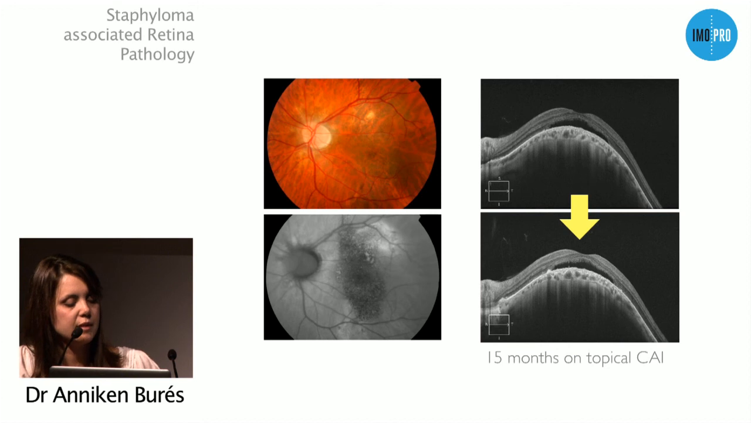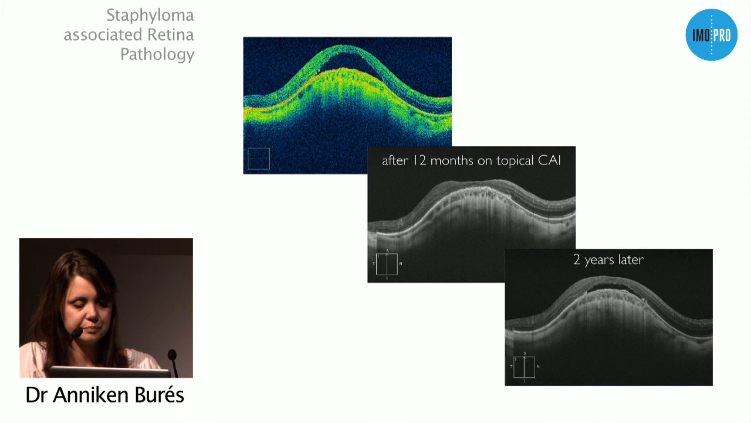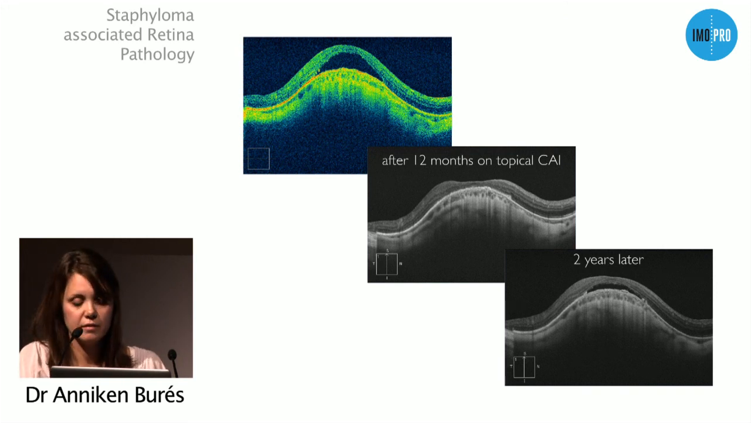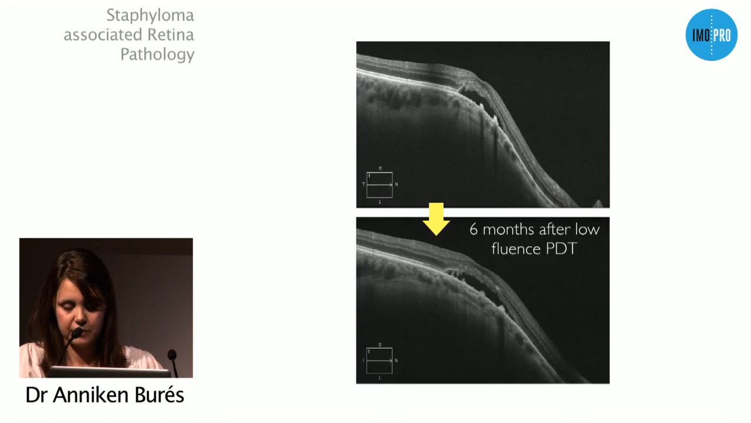Here are some examples. This is a 54-year-old male, 15 months on topical carbonic anhydrase inhibitors, and there is no anatomical nor visual improvement in this case. This is another patient, a 47-year-old woman, that was also treated with topical carbonic anhydrase inhibitors. In this case, we achieved a resolution of the fluid 12 months after starting the treatment, but the fluid reappeared 2 years later, despite continuing with the treatment.